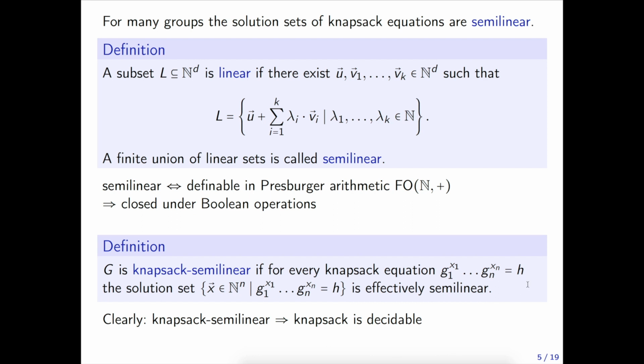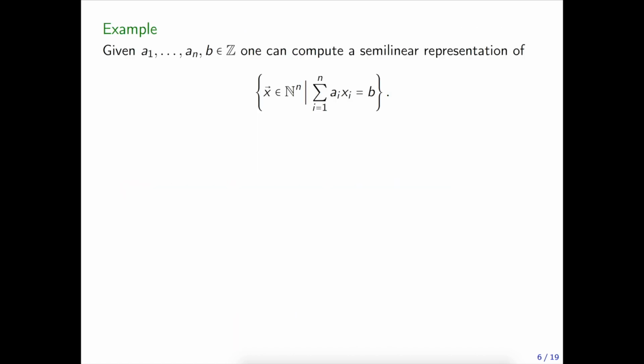Clearly, if a group is knapsack semilinear, then knapsack is decidable, because emptiness is decidable for semilinear sets. But the converse does not hold, as we will see on the next slide. As a simple example, the group of integers is certainly knapsack semilinear, since given a Diophantine equation of this form, we can compute a semilinear representation of the set of non-negative solutions.